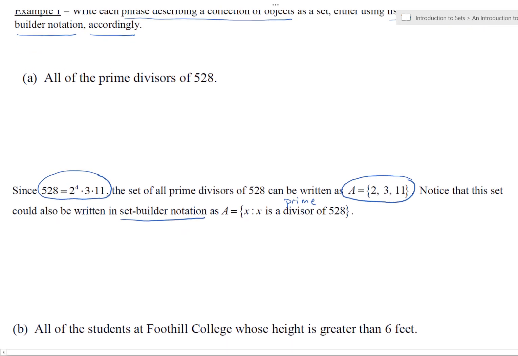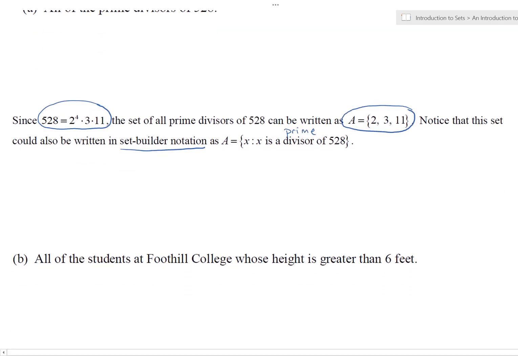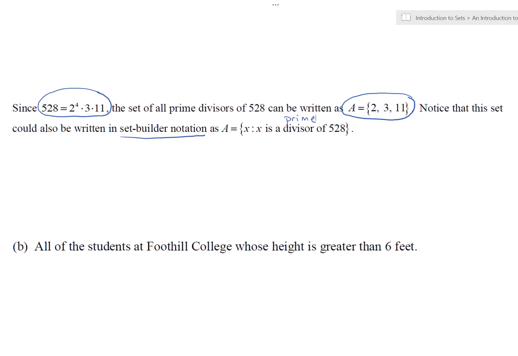How about part B here? All students at Foothill College whose height is greater than 6 feet. So we want a set that is all these students. How many students are at Foothill College? Who knows? Let's just pretend it's 5,000. Then there's a decent number of people taller than 6 feet. So probably a lot, probably too many to list. And moreover, how are you going to find all these people's names? For this reason, we're not really going to be able to use listing notation.